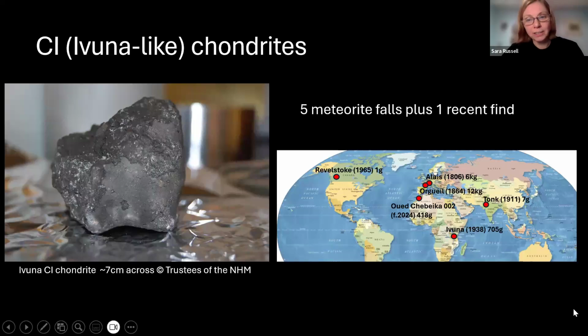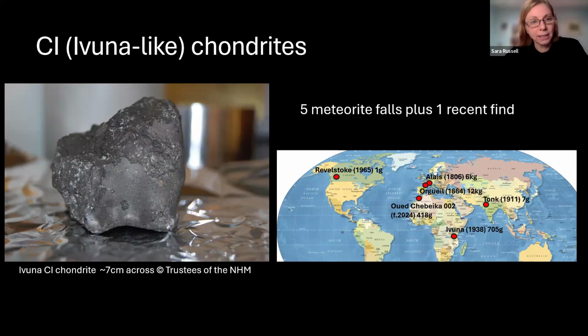The CI chondrites are, of course, what my kids would call the OG of type 1 chondrites. The term CI is often used synonymously with type 1, wrongly of course, but these were the first recognized type 1 meteorites. On the left there is an example, the Ivuna meteorite from our collection at the Natural History Museum. You can see this beautiful fusion crust facing the camera.